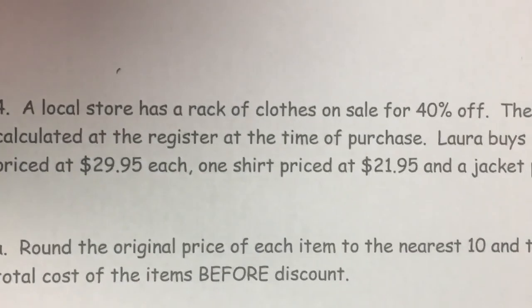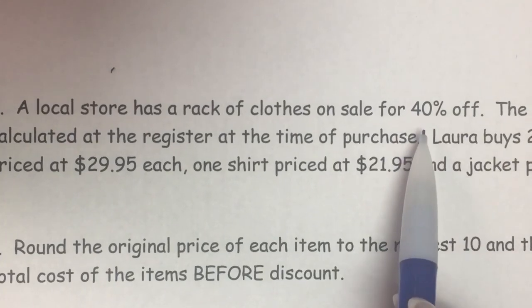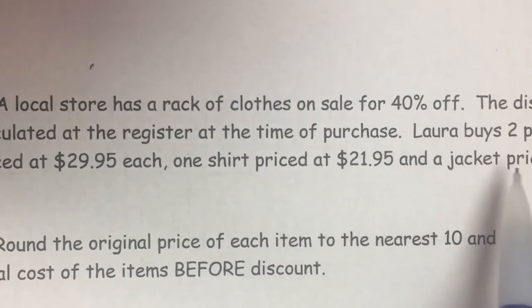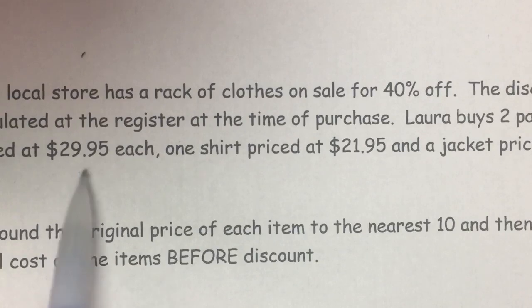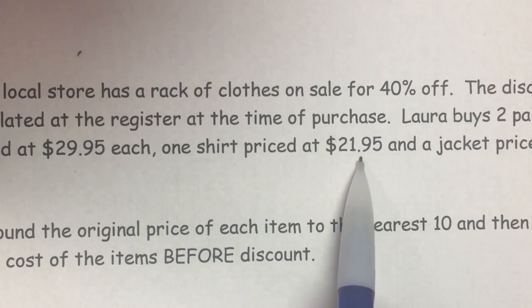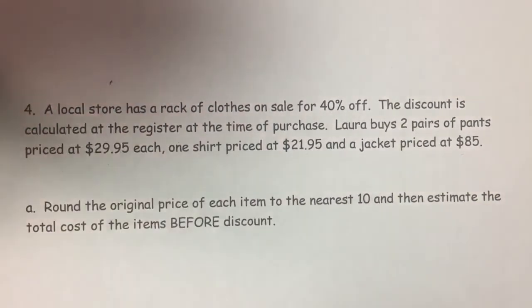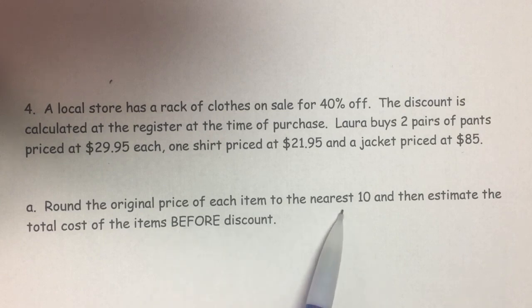All right, let's do number 4. A local store has a rack of clothing on sale for 40% off. The discount is calculated at the register at the time of purchase. Laura buys 2 pairs of pants, priced at $29.95, 1 shirt, which is $21.95, and a jacket that was $85. Zoom out a little bit. So the first thing it asks us to do is round each of the original prices to the nearest 10, and then estimate the total cost before the discount.